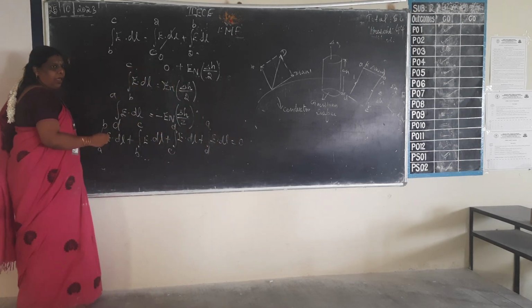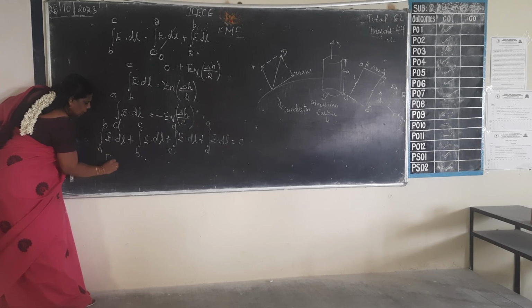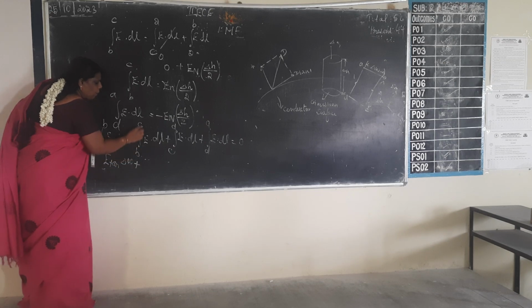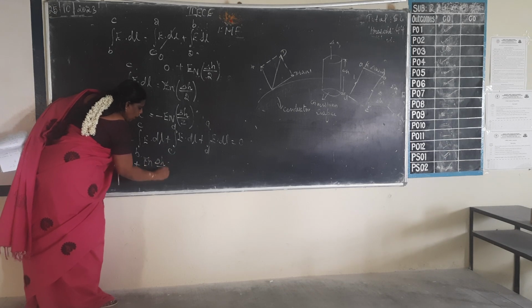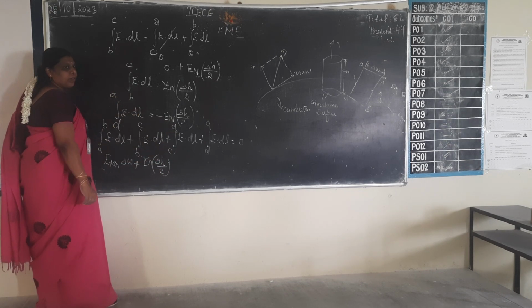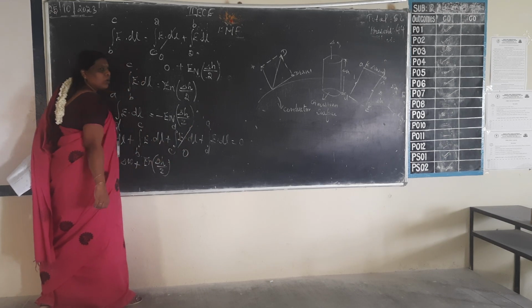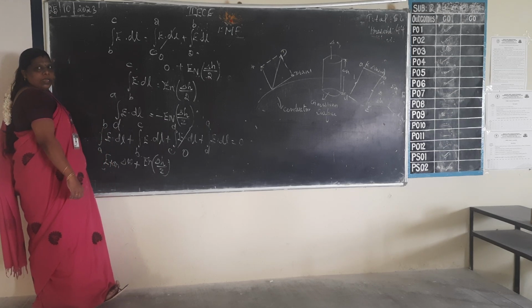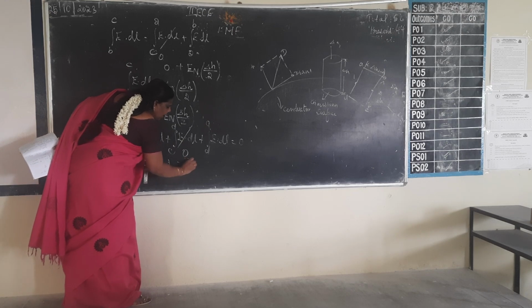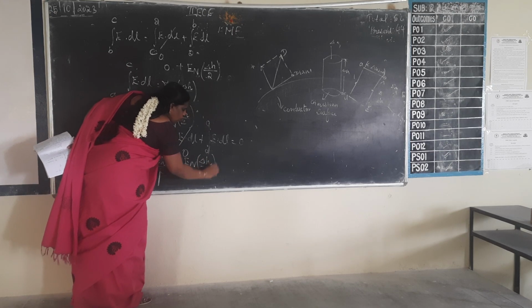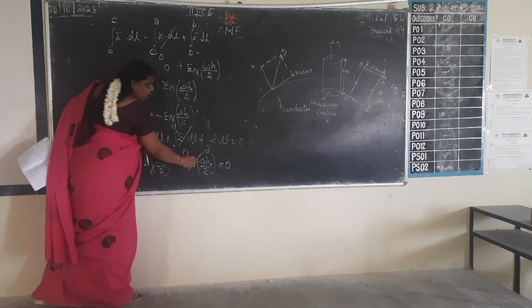Now tell me all the terms. What is A to B? E tan del W, plus B to C, En del H by 2. Then C to D, 0. This term is 0. Why is it 0? Because this is a conductor. So that term is 0. The next one, D to A, minus En del H by 2, is equal to 0. So clear? So this will be getting cancelled.